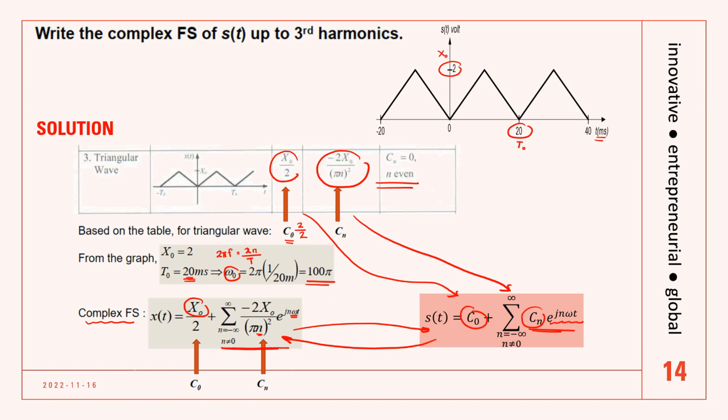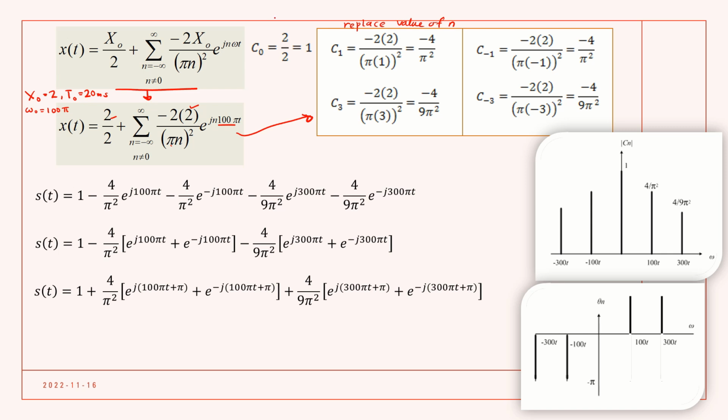Therefore, since they asked you to consider n from 1 until 3, the even number is 2, so you don't have to consider this 2. The only numbers you have to consider are 1 and 3. When n is equal to 1, n is also equal to minus 1, so you need to consider both the positive and negative parts. And then n is equal to 3, and n is equal to minus 3.